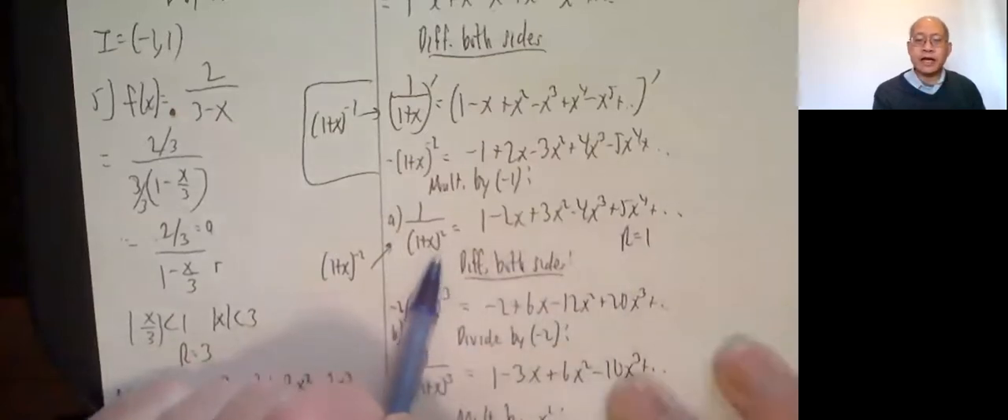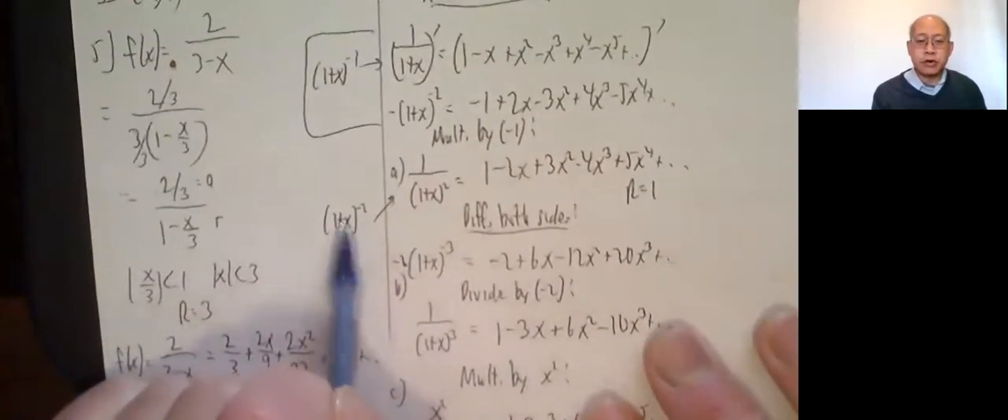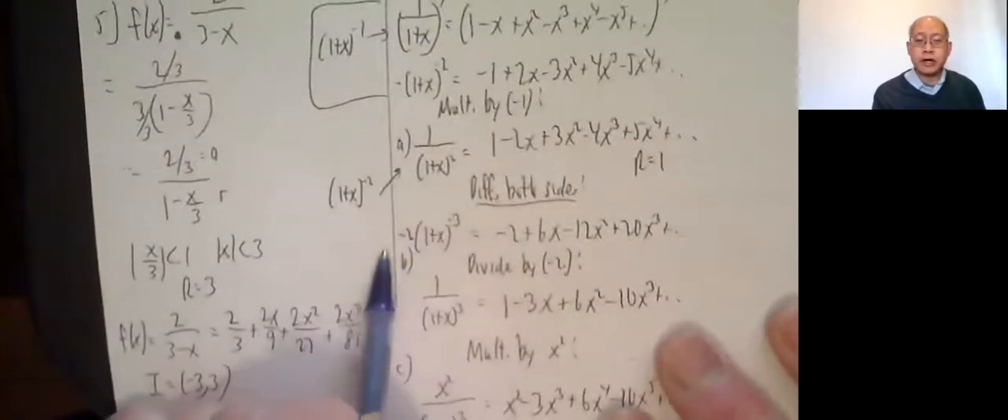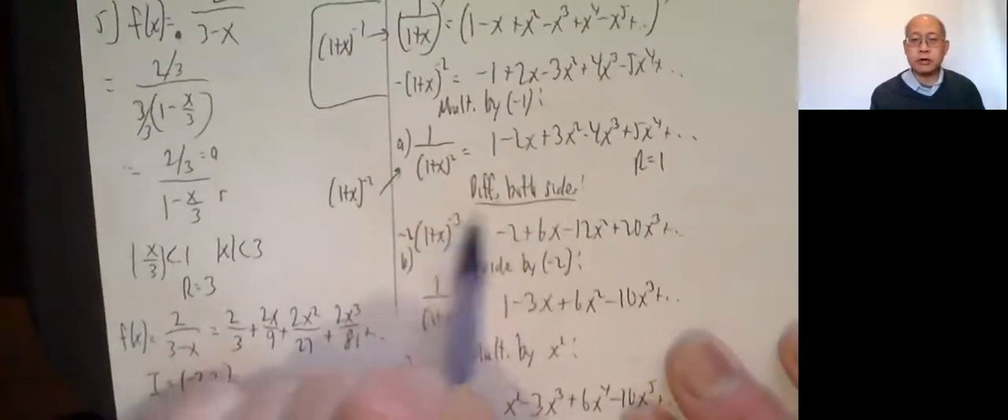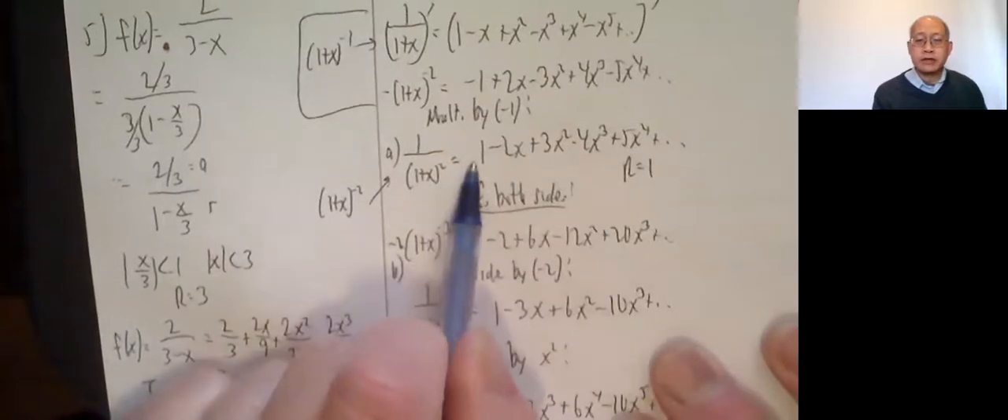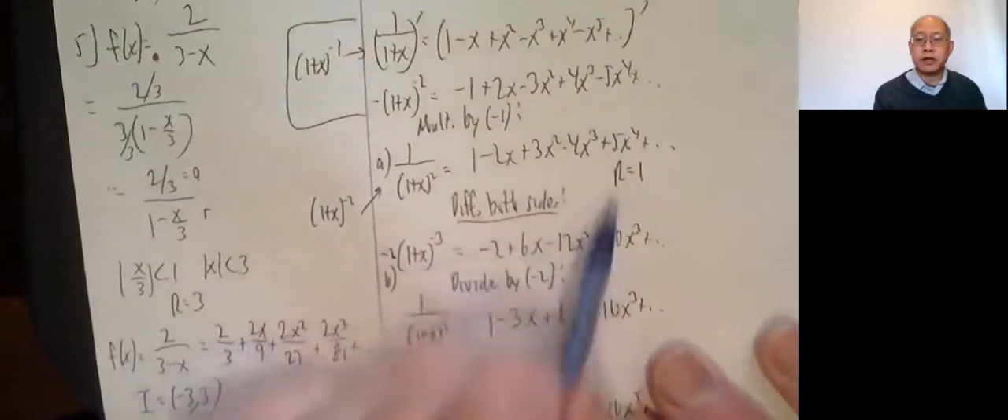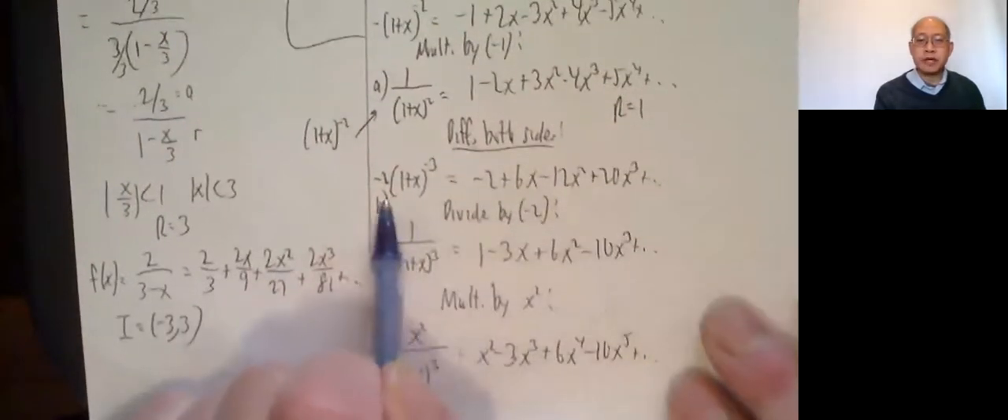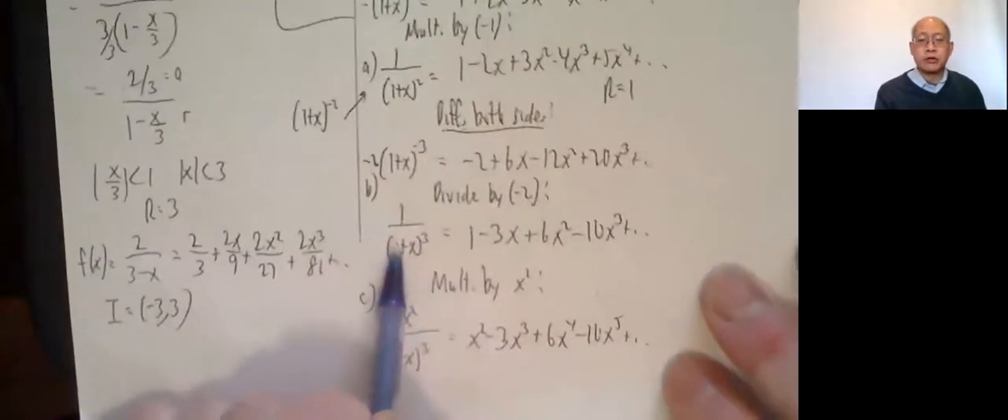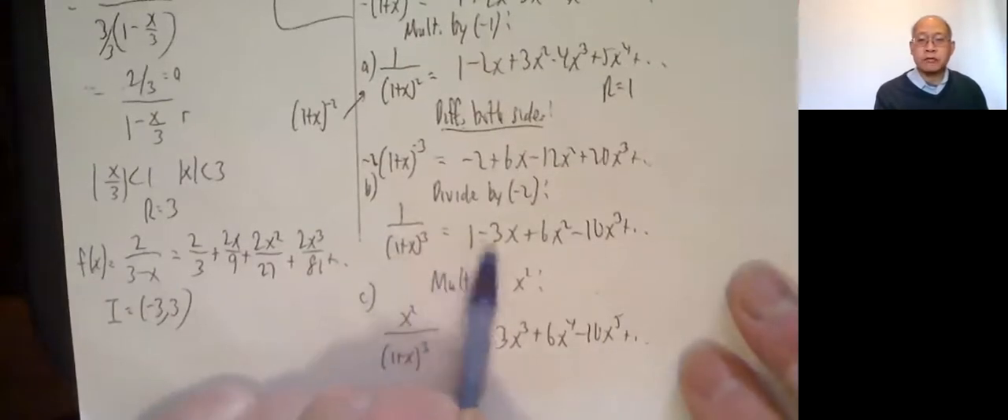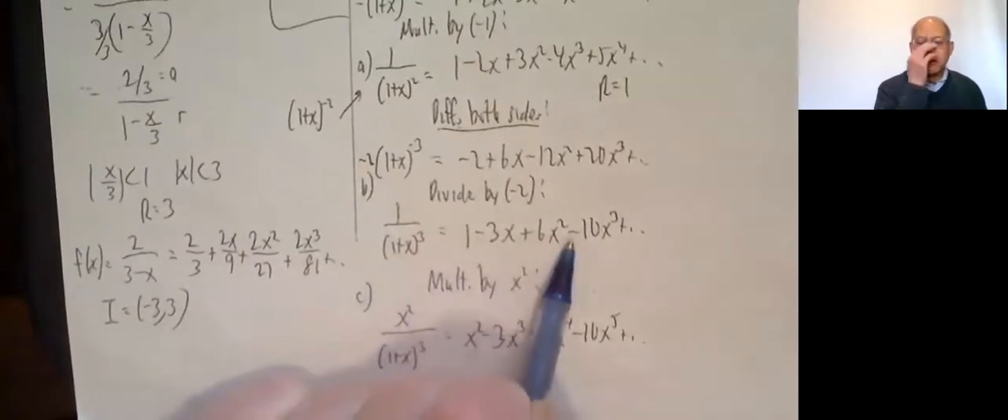Okay, differentiate again both sides. Treat this as 1 plus x at -2. So the derivative of the left side is -2, 1 plus x at -3rd. Derivative of that is 0. That's -2, 6x minus 12x squared plus 20x cubed, and so on. Divide both sides by -2. And 1 over 1 plus x cubed is 1 minus 3x plus 6x squared minus 10x cubed.